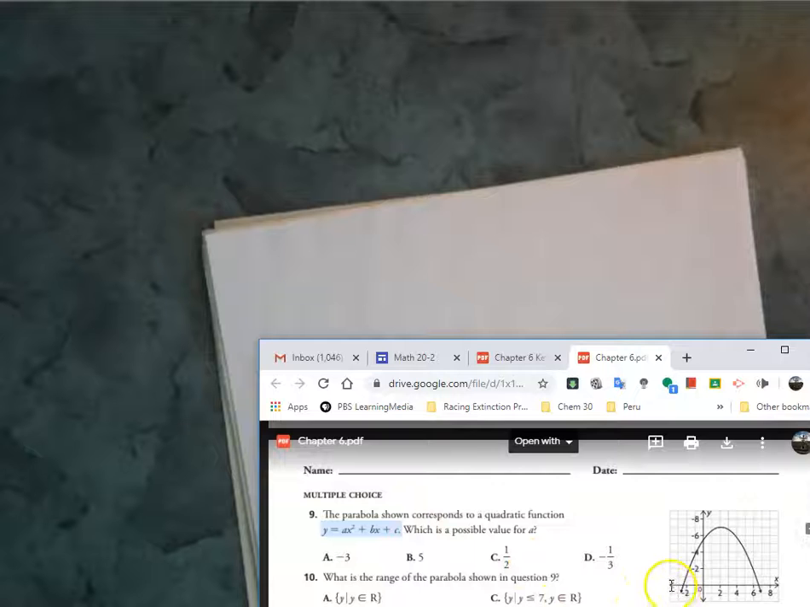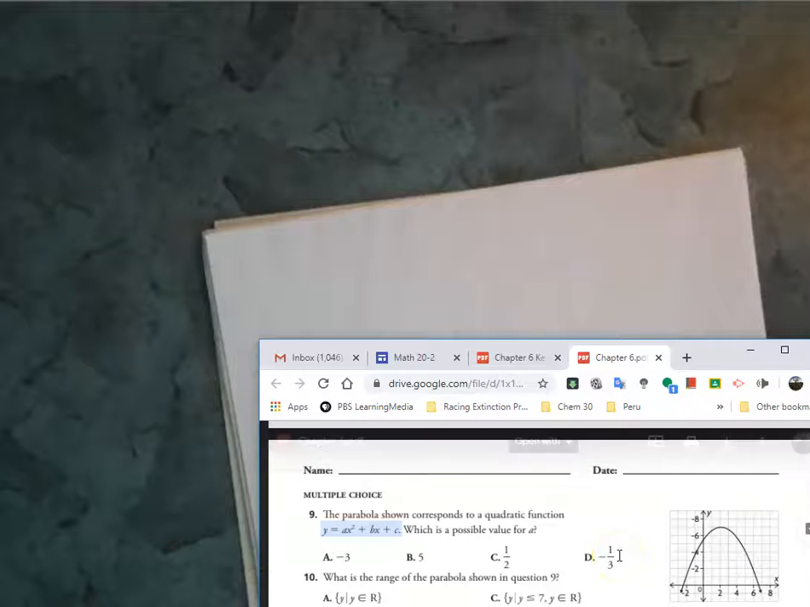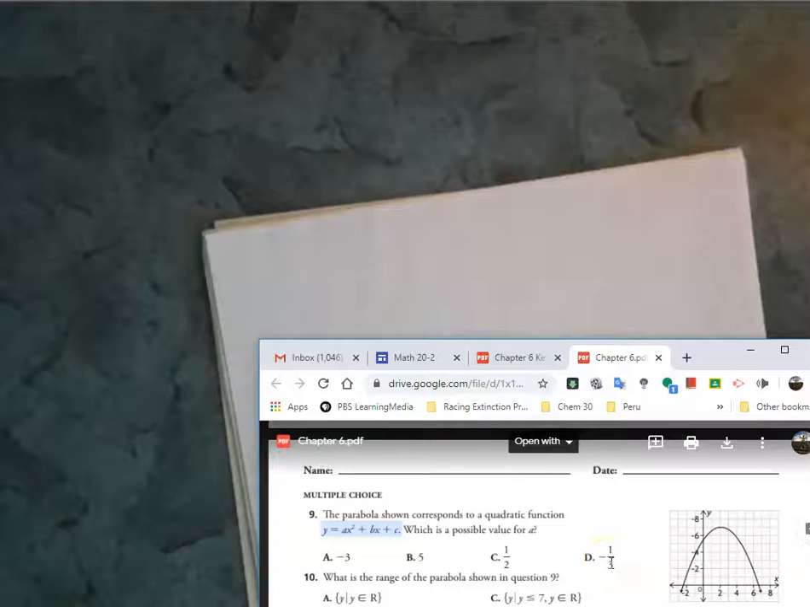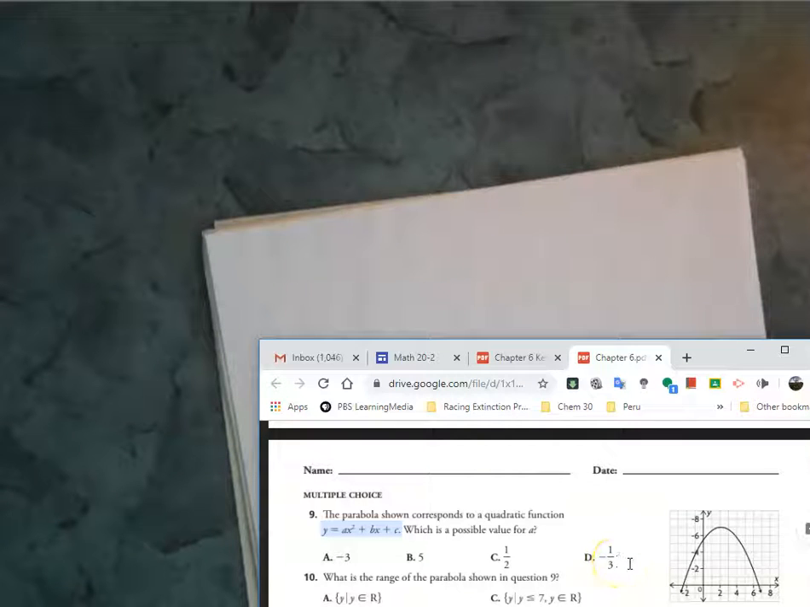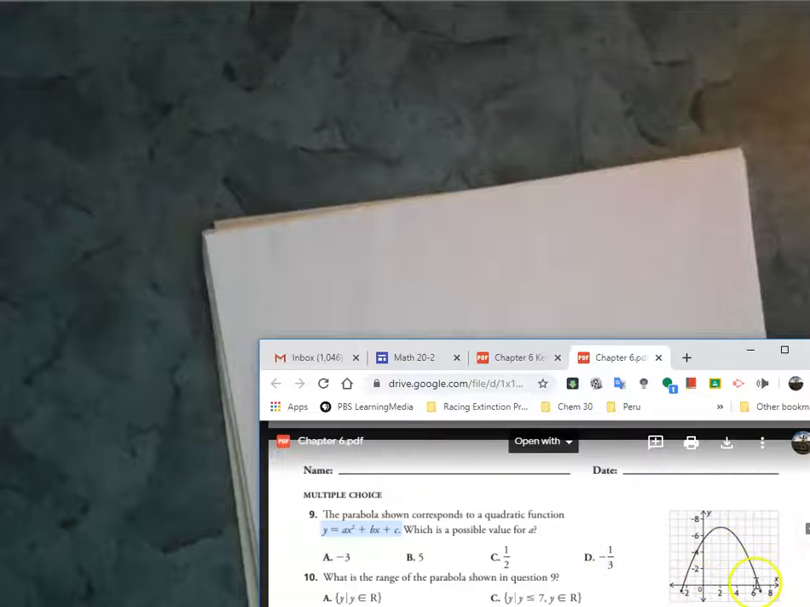So the big thing here is that because it opens downward, the A value has to be negative. That narrows your choices down to A equals -3 and D equals -1/3. Now, the thing to keep in mind is if your A value is greater than +1 or less than -1, the graph starts to get narrower. And if it's between -1 and 0, or between 0 and +1, so basically a fraction like this, then the graph starts to get wider. Because this graph is more towards the wide side, I would choose D.